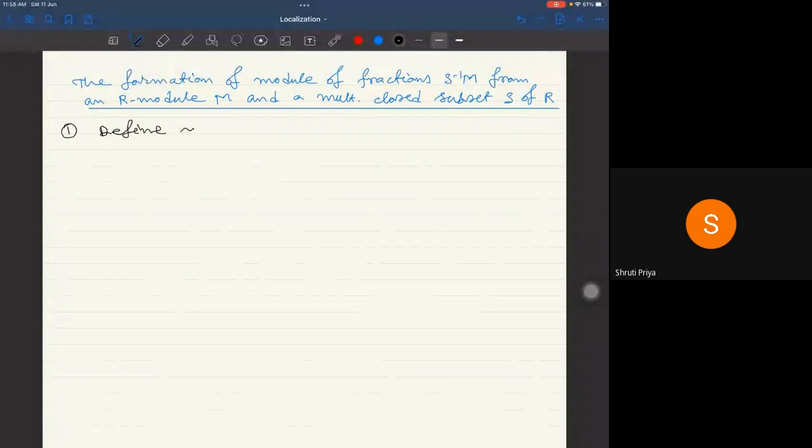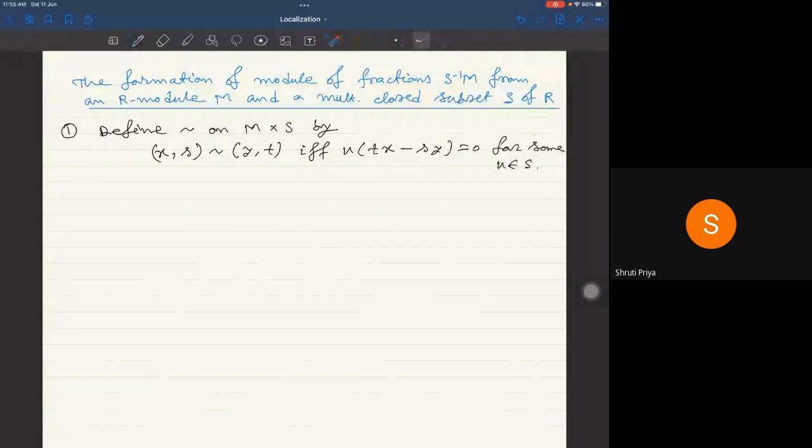Define a relation on this Cartesian product M cross S. Here the first component is coming from M, and the second component is coming from S. (x, s) is related to (y, t) if and only if, same definition, u times t times x minus s times y equals 0 for some u belonging to S.